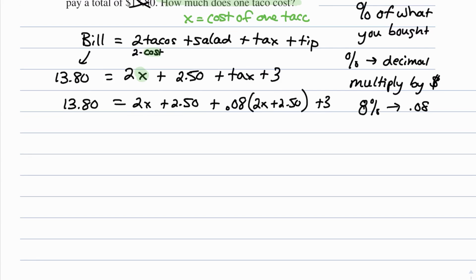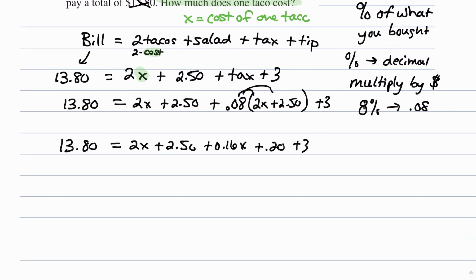Once we're here, though, it's just a simple equation, well, a multi-step equation for us to solve. So we're going to distribute the 0.08, and it's okay if you need a calculator for that. So 0.08 of 2 is 0.16. And 8% of 2.50 looks to be 20 cents.